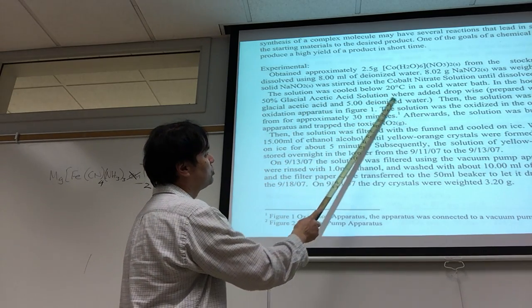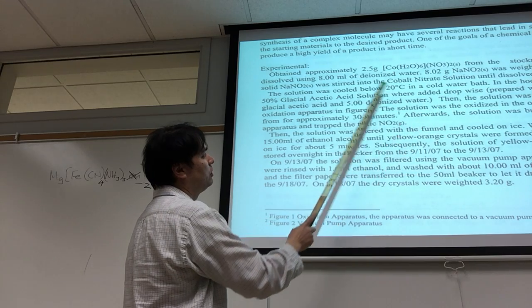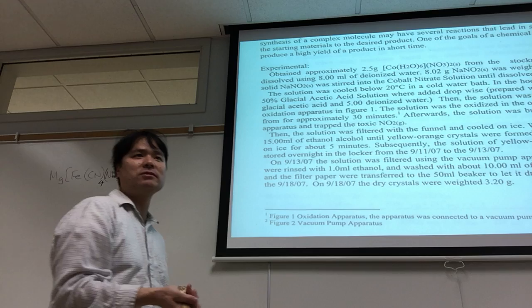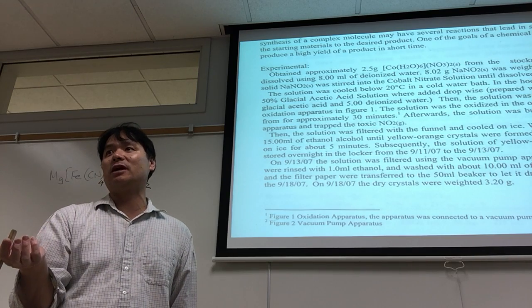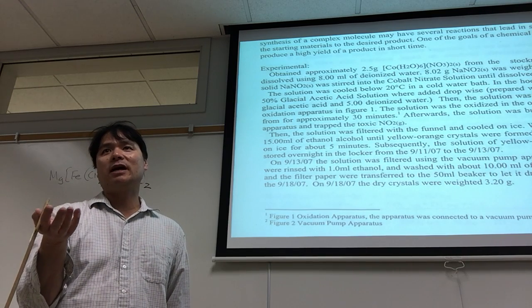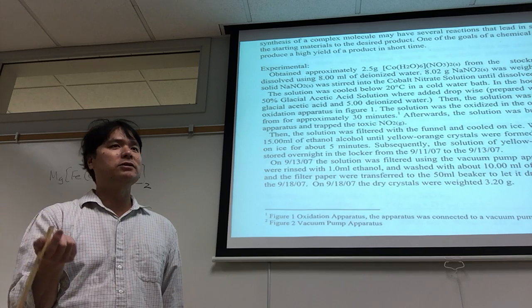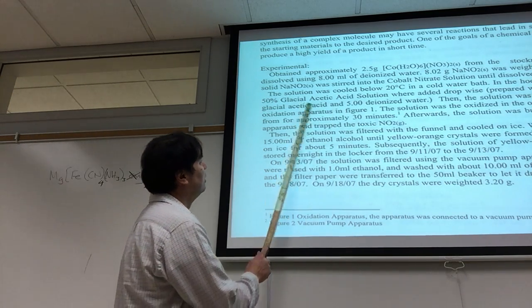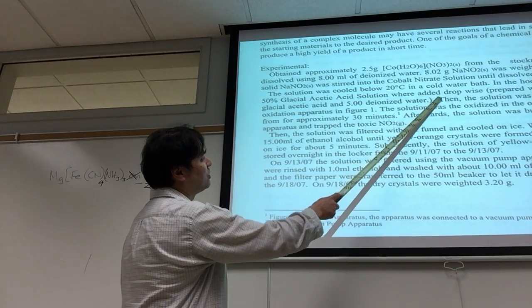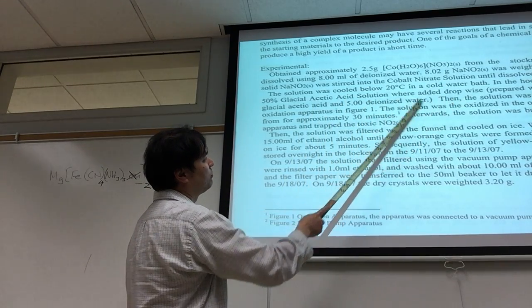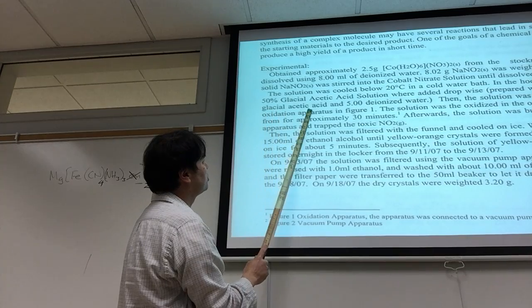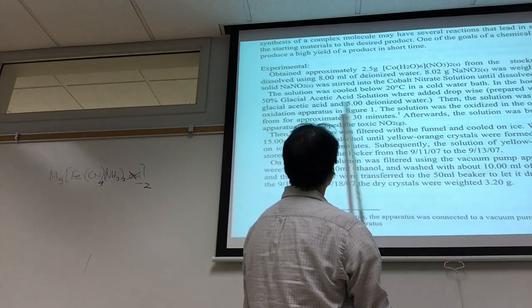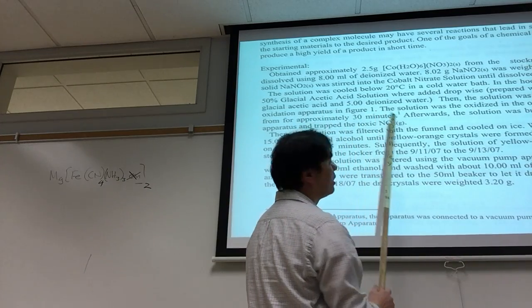The solution was cooled below 20 degrees C in a cold water bath. In the hood, 5.00 milliliters of 50% glacial acetic acid. Glacial acetic acid is about as pure as acetic acid gets. It's a liquid, almost 100%. You just can't get rid of that last bit of water that stays in there, but it's in the high 90s. Were added drop-wise, prepared with 5.00 milliliters of 17 molar glacial acetic acid and 5.00 milliliters of deionized water. Then the solution was transferred to the oxidation apparatus in Figure 1.